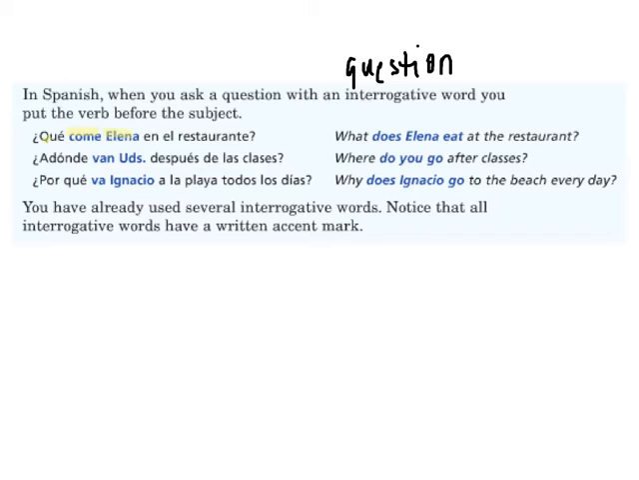When you answer, you would say Elena come, and then whatever she eats, Elena eats, because that would be a statement. But in this case, it's a question, so we'll do the subject, then the verb. Let's look at another one.